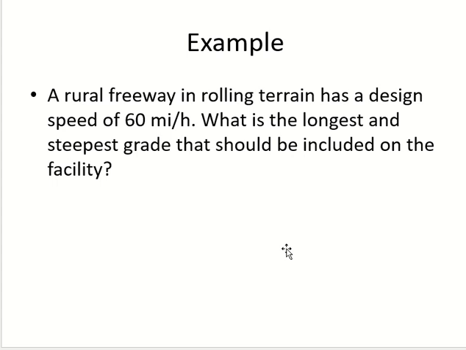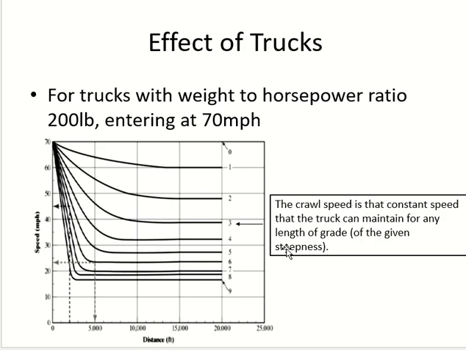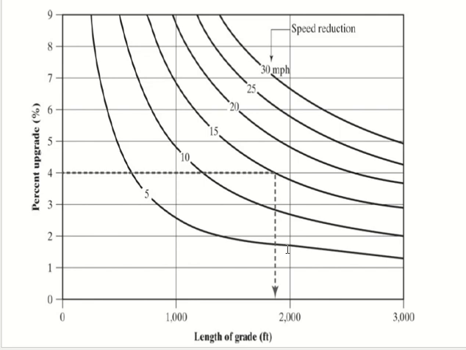So first of all, let us decide about the value. We'll use this table. Where is rural freeway? Is here at the end. My terrain is rolling. This one. My speed is 60. 4%. For 4% gradient, how long can it be?